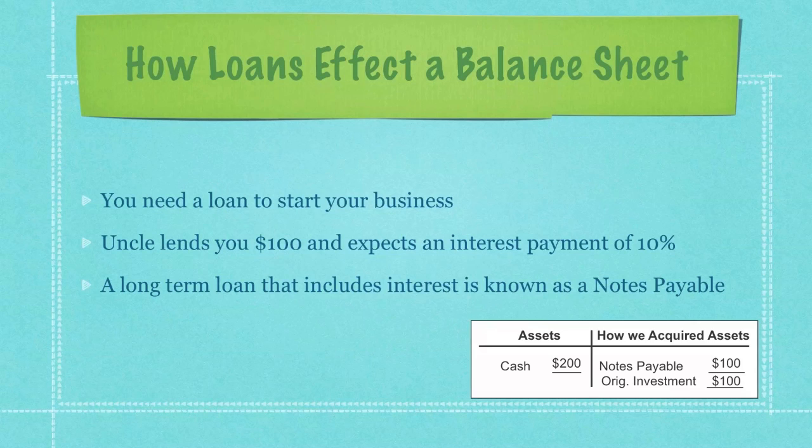And you can see in the lower right hand corner here, now I have an original investment plus the loan from my uncle, also known as a notes payable. And when you add those two things up, you get my cash amount, which is $200.